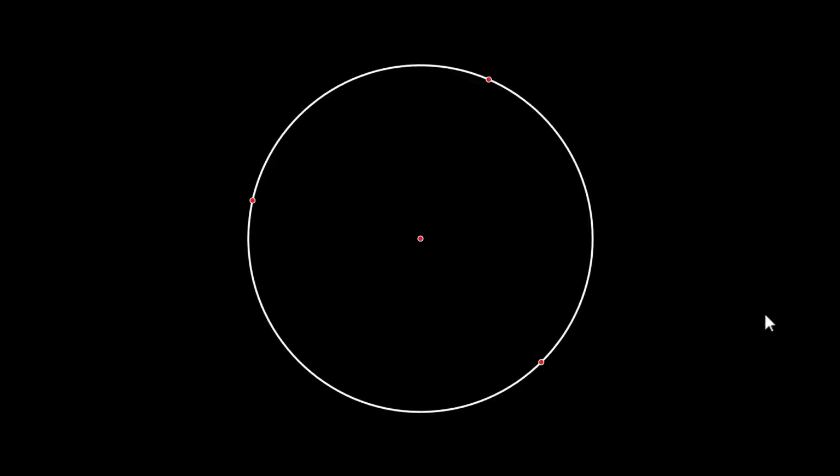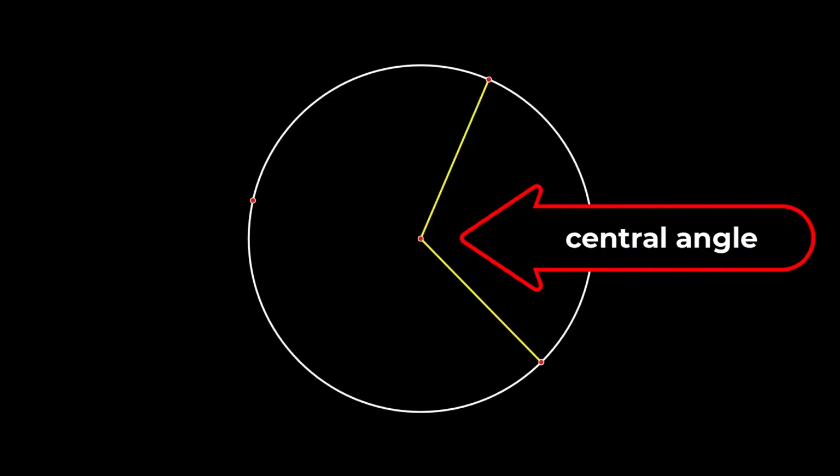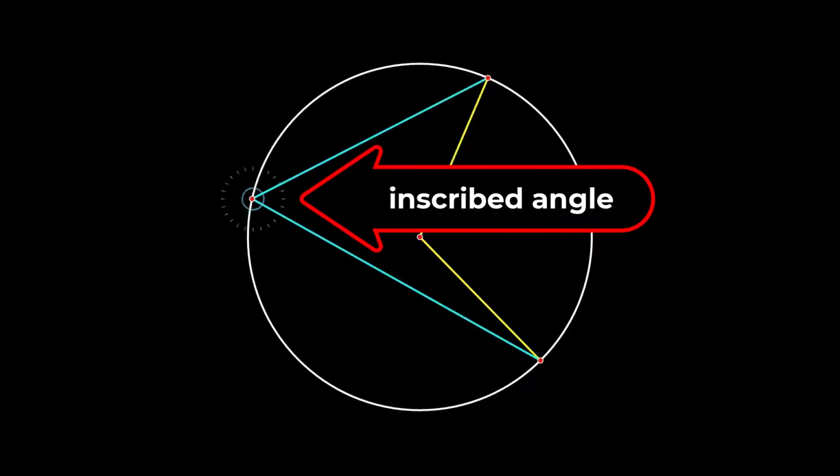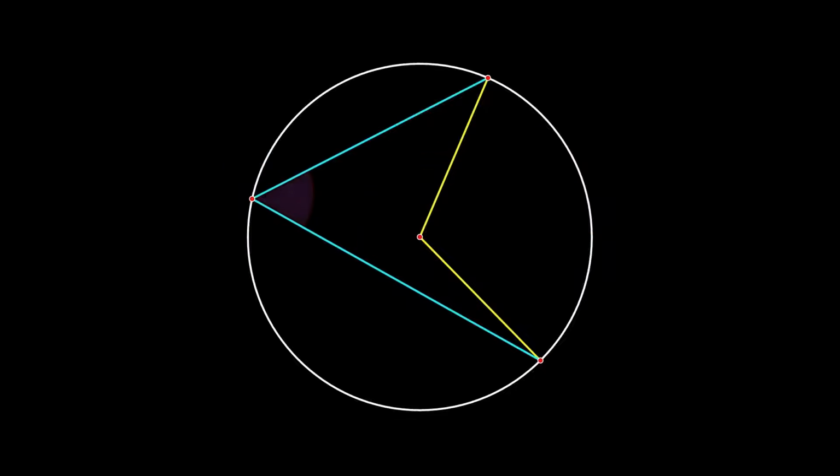So we have a circle, and you may have already talked about this kind of an angle. This is called a central angle. It starts from the center of the circle and goes out to the circle. This is an inscribed angle. One of the things you can tell right away is that the inscribed angle is smaller than the central angle. I'll show you that in a sec. But the reason they're related is because they both go to the same points on the circle.